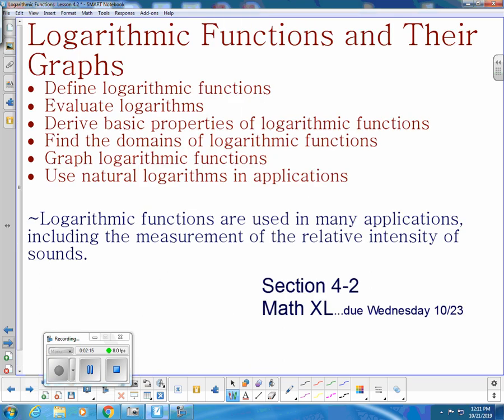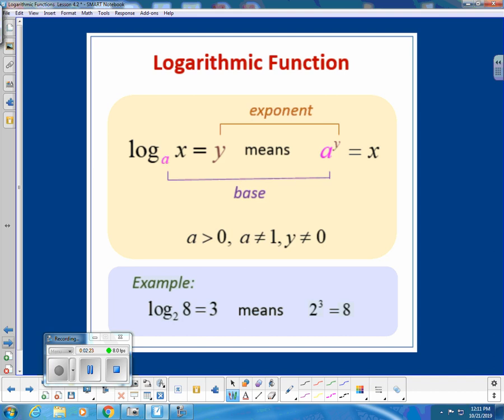Alright, 4.2 is on log functions, and we will buzz through as quick as we can. Okay, Math Excel due on Wednesday. So, the log function. I'm recording. Oh, I thought it was fun. I paused it during Logan's entrance because I knew that was going to take us a minute.